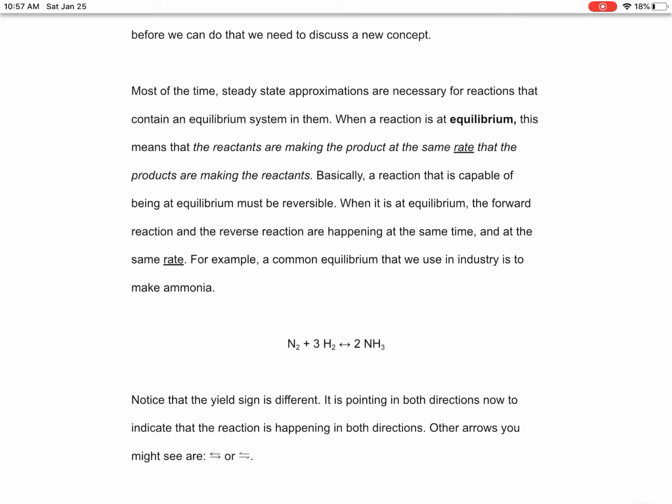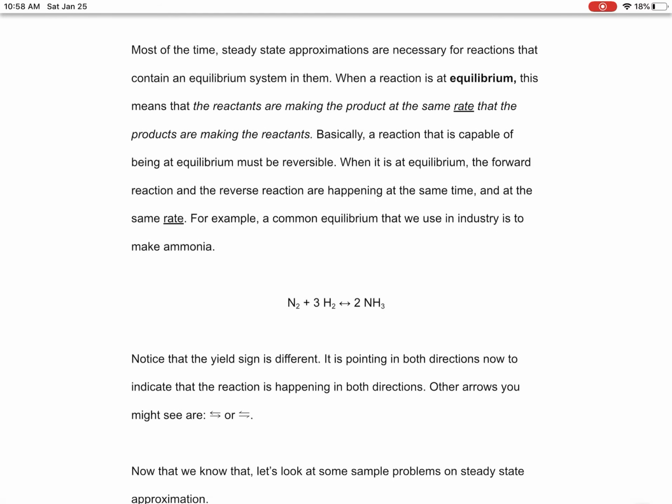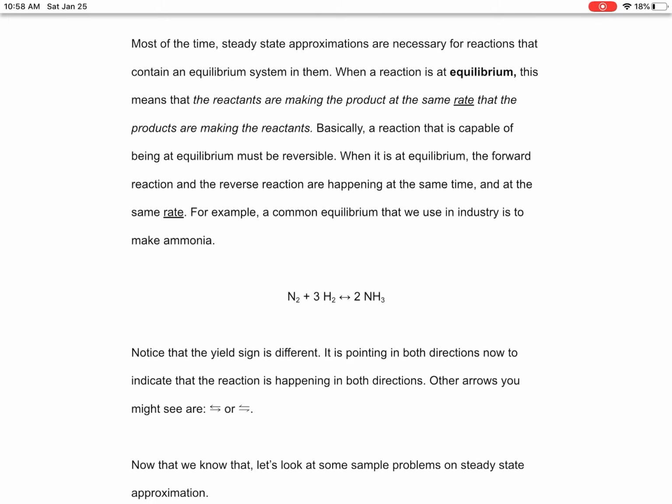Most of the time, steady state approximations are necessary for reactions that contain an equilibrium system. Reaction is at equilibrium. This means that the reactants are making the products at the same rate that the products are making the reactants. So in this case, a reaction that is capable of being at equilibrium has to be reversible. When it is at equilibrium, the forward reaction, making the products, and the backward reaction, or the reverse reaction, are happening at the same time, in the same container, and at the same rate.